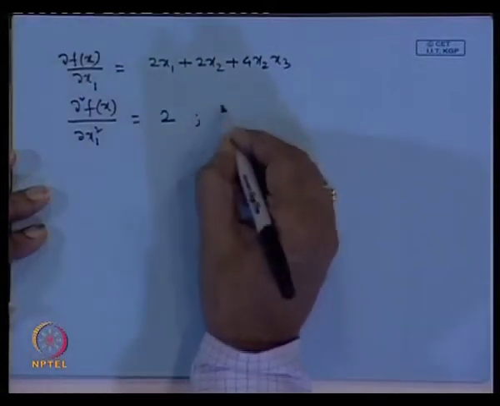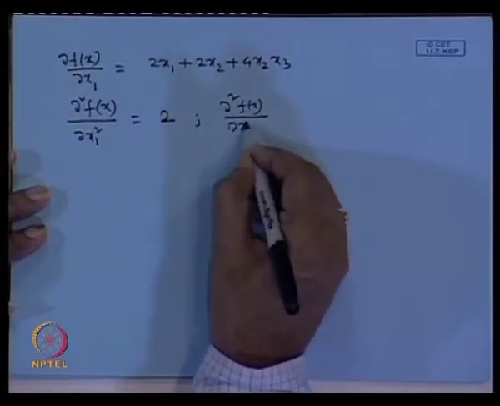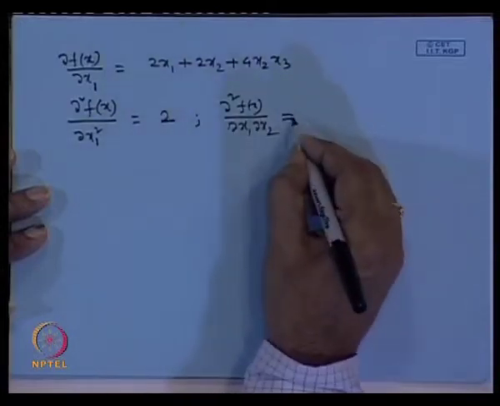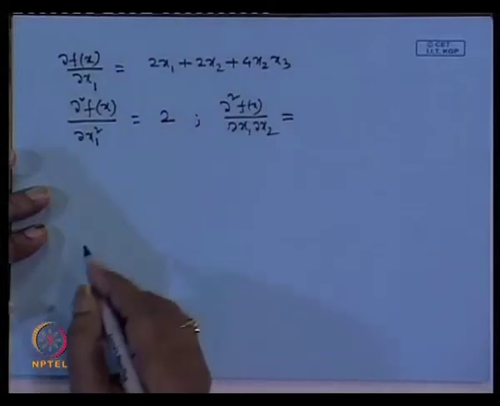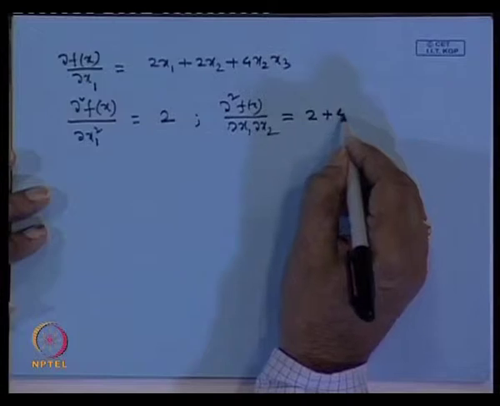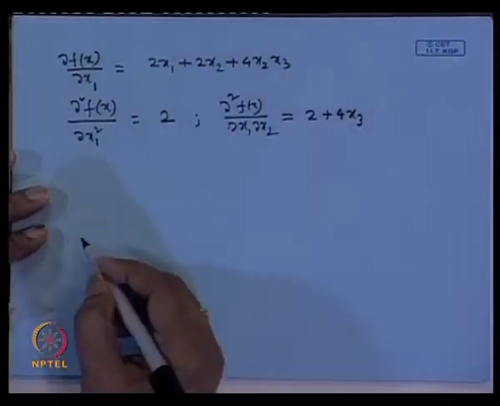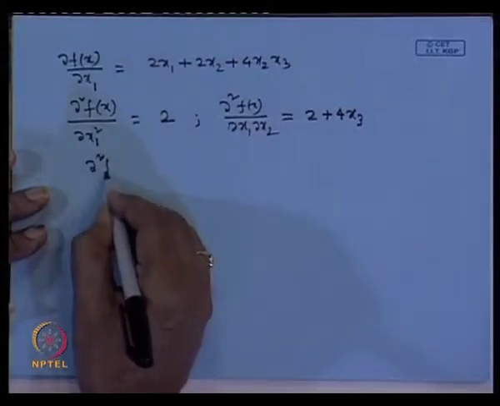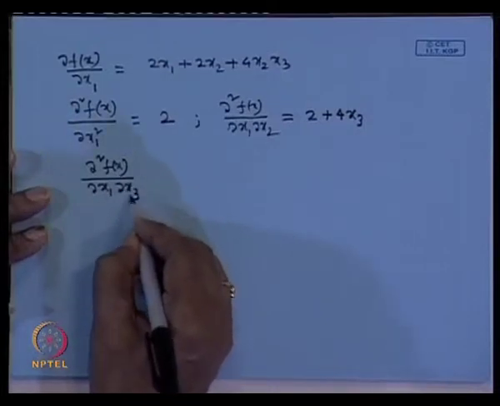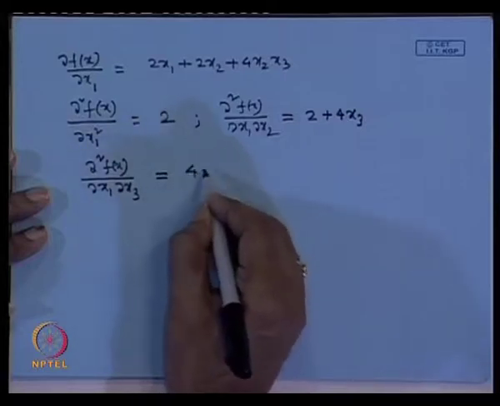Similarly, you differentiate this ∂/∂x1, already you have differentiated with respect to x2, then it will come 2. Then with respect to x3, it will come 4x3. Agree? Then again you can differentiate ∂²f(x)/∂x1∂x3. This one with respect to x3 you differentiate, that will come 4x2.